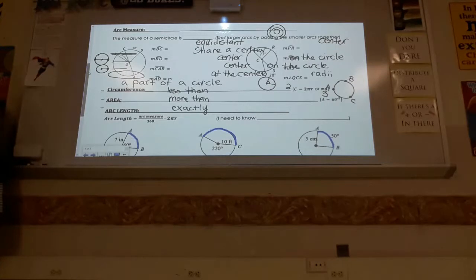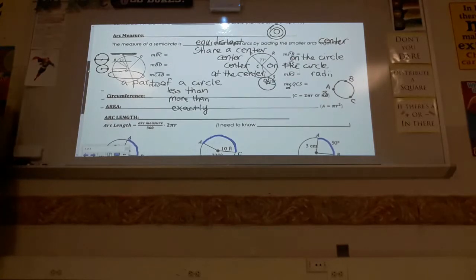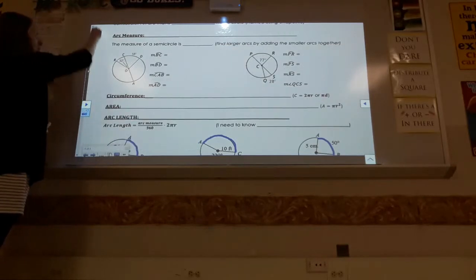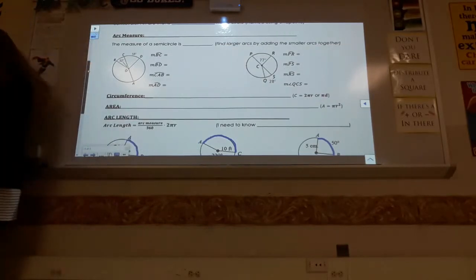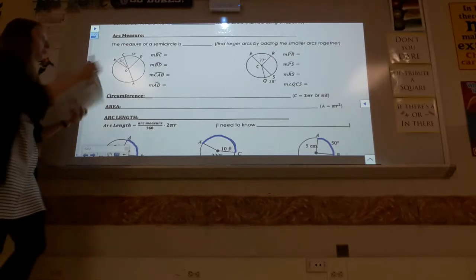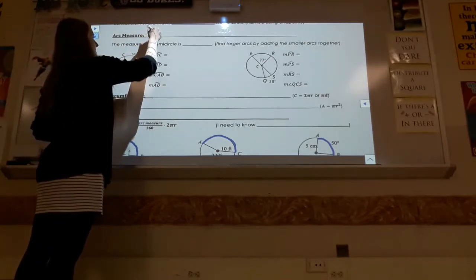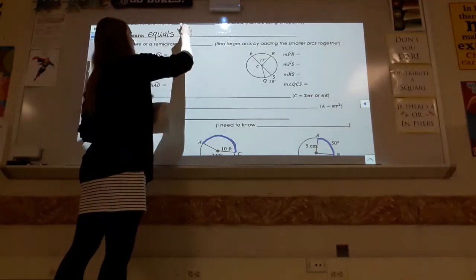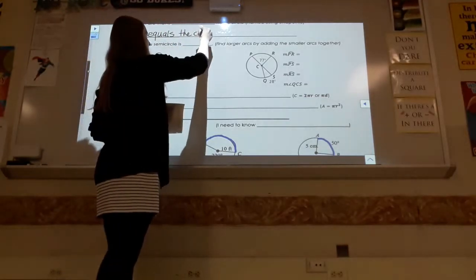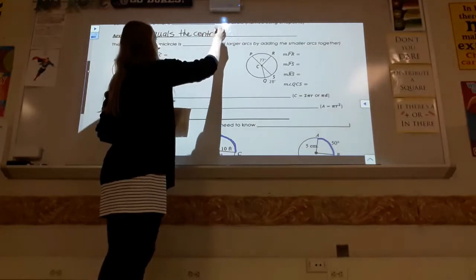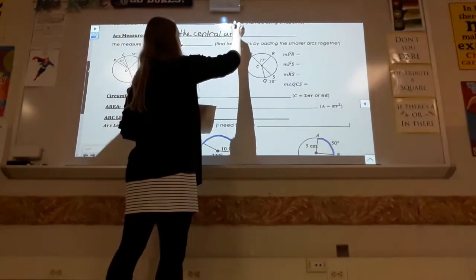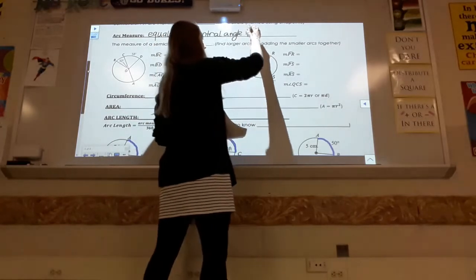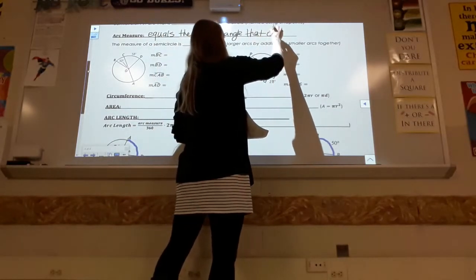Alright, a couple more vocab words that we're going to associate with some formulas. So take a look at arc measure. Arc measure equals, I'm just going to go right into it, the central angle that creates it.